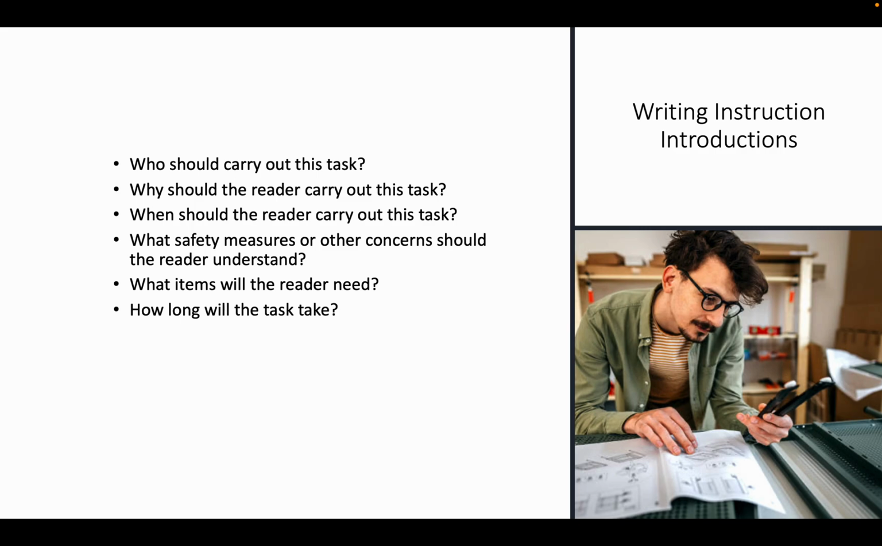When should the reader carry out this task? It probably does not matter if you are going to build a bookcase at 3 p.m. or 3 a.m. But if you're going to stain that bookcase, you need to do it in certain weather conditions. So sometimes certain tasks should be done at particular times. What safety measures or other concerns do you need the reader to understand? If you're going to be staining that bookcase, you need to make sure that you're doing it in a well-ventilated area. Are you including all of these safety concerns?